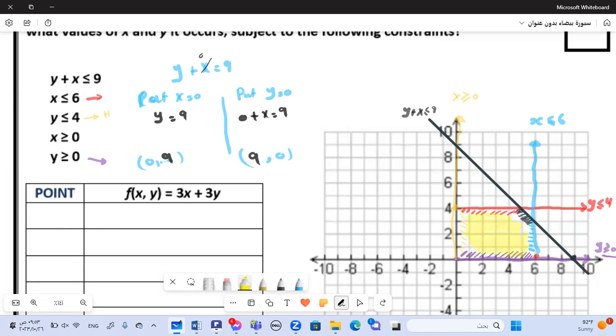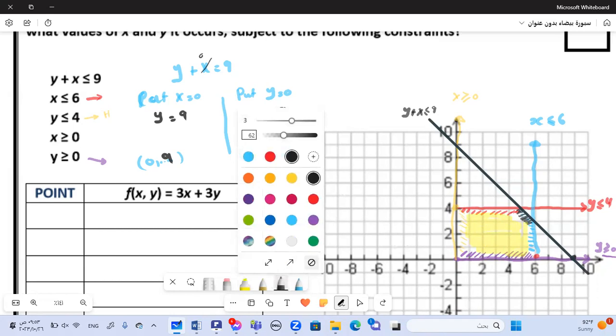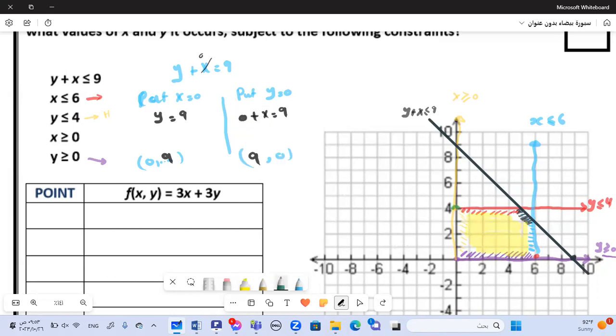Yes. So what is the intersect point? This point is very important, and this point is very important, and this point is important. Okay, so the shaded part is the area. Yes, you can draw it like this.